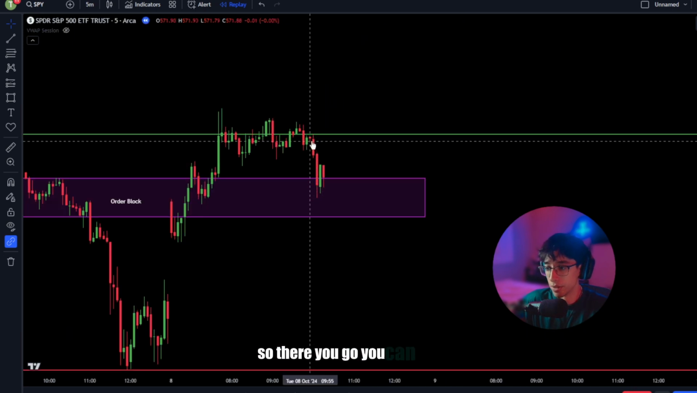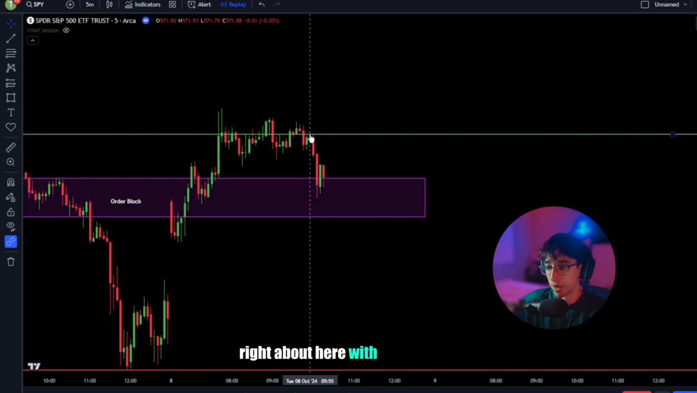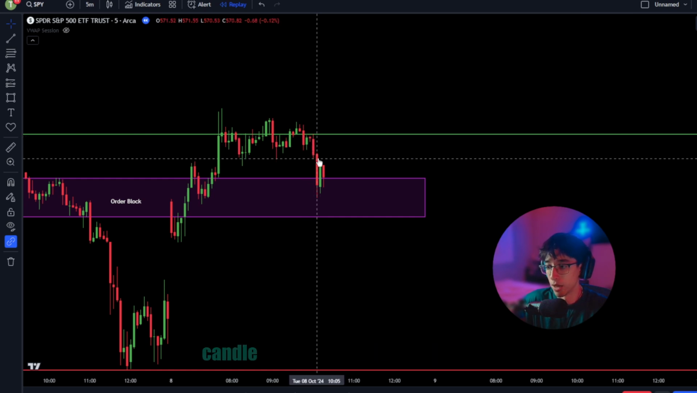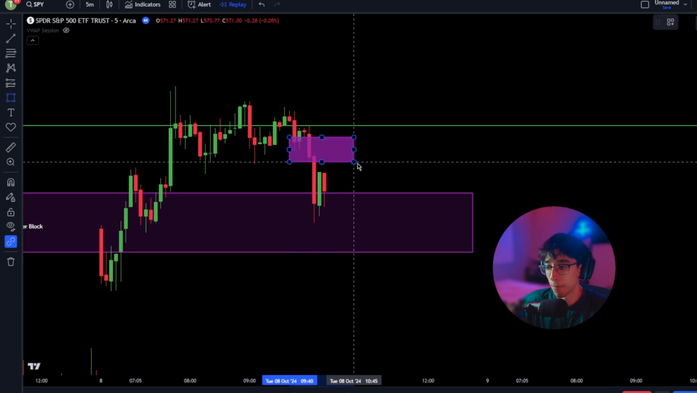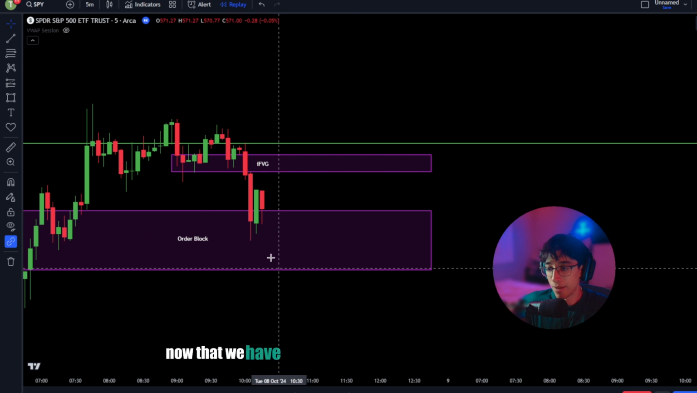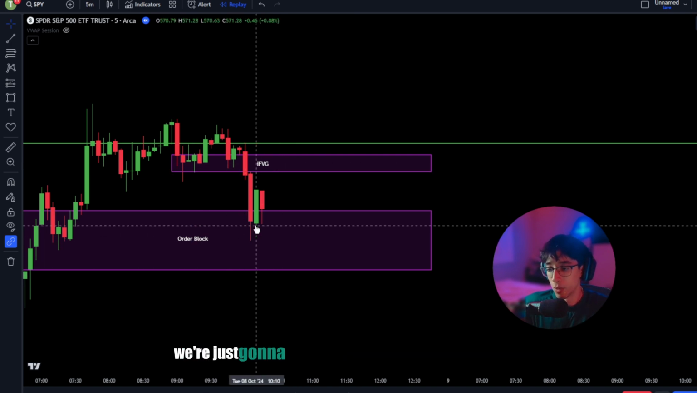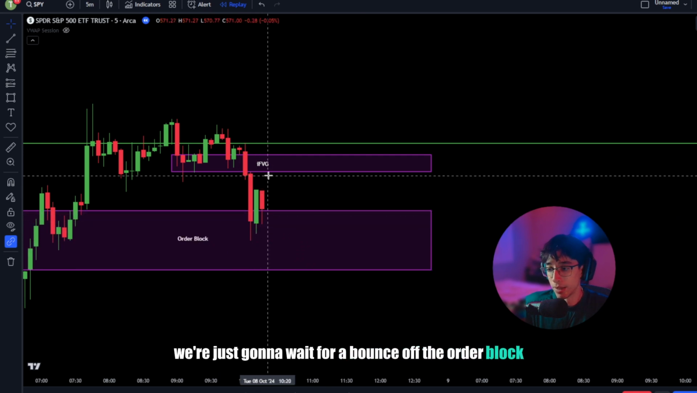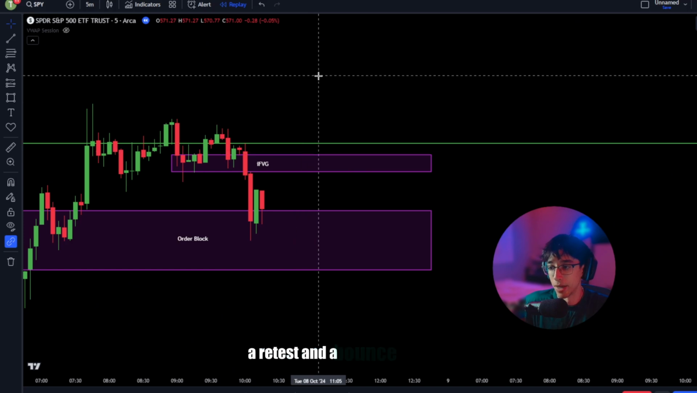So there you go. You can see we actually formed an inverse fair value gap right about here. We have candle number 1, candle number 2, candle number 3, and we're just going to go ahead, zoom in, and create our box. Now that we have our inverse fair value gap mapped out and an order block mapped out, we're just going to wait for a bounce off the order block, a break of the inverse fair value gap, a retest, and a bounce for entry.